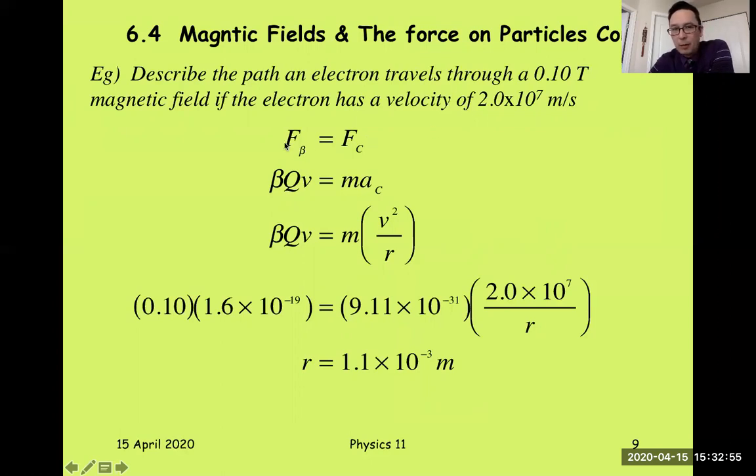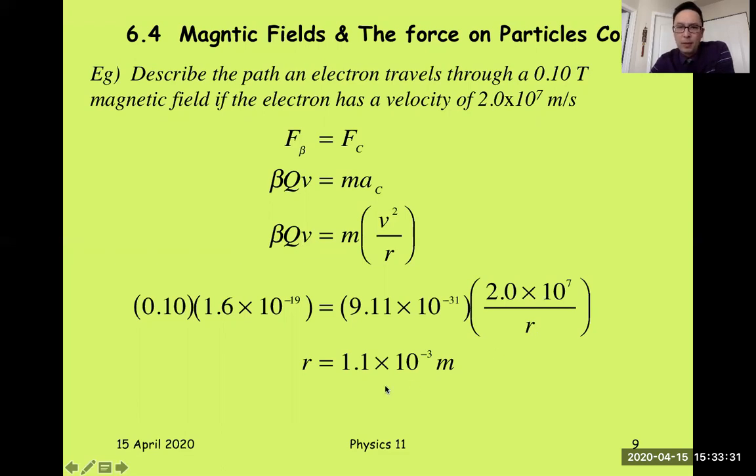All right, so here we are. We start off with FB equals FC, no problem. BQV equals MAC, no problem. AC we replace with V squared over R because we're looking for R. We know it's a magnetic field of 0.1 Teslas because the question gave it, so that goes in here. We know the charge on an electron, that goes here. This velocity got canceled with one of the two velocities here. So I canceled this with one of those two, leaving me with only one here. That's the mass of the electron, and that's the radius of the circular path.